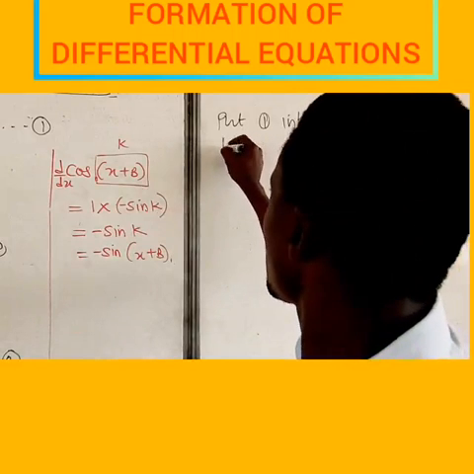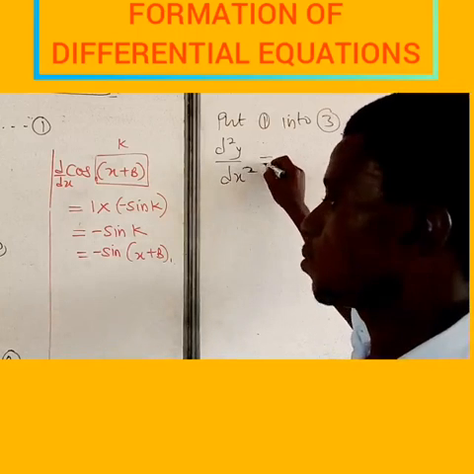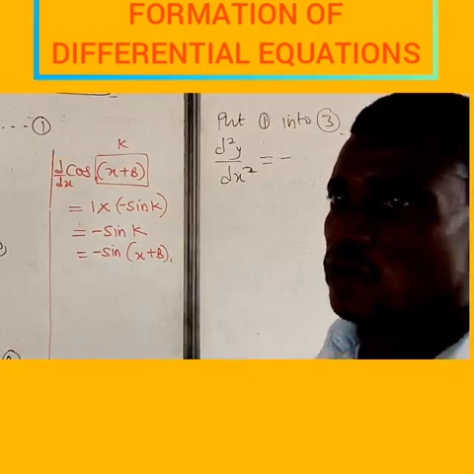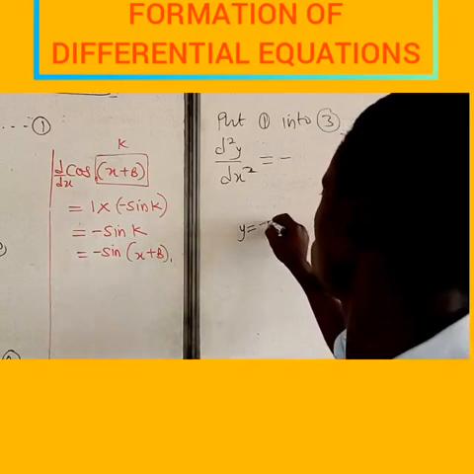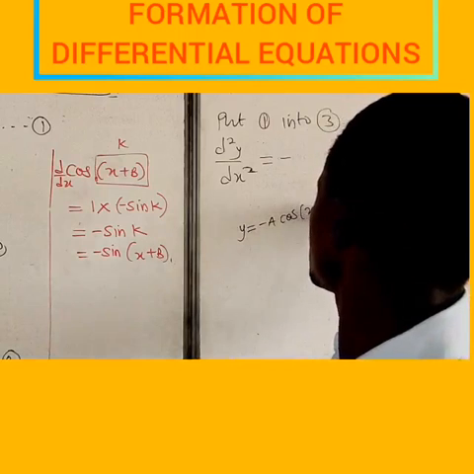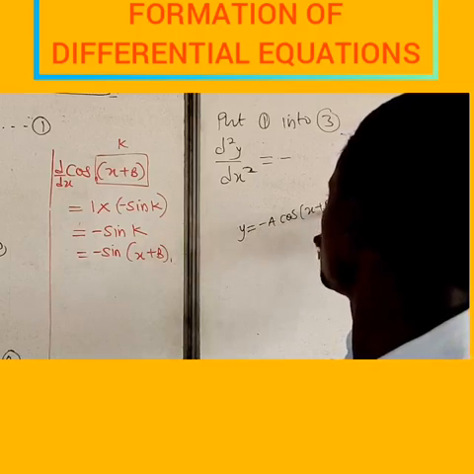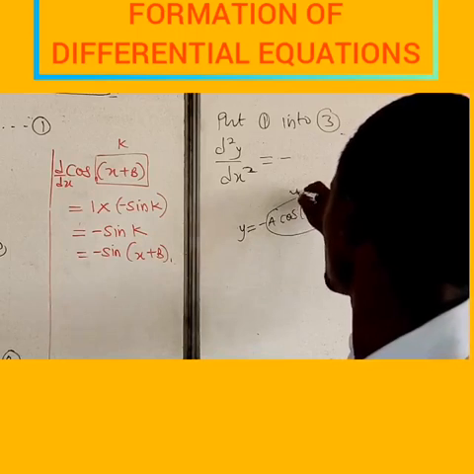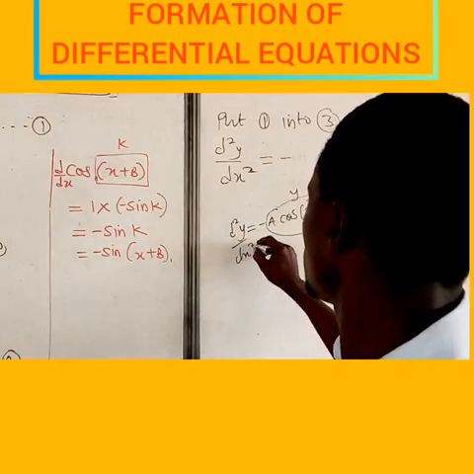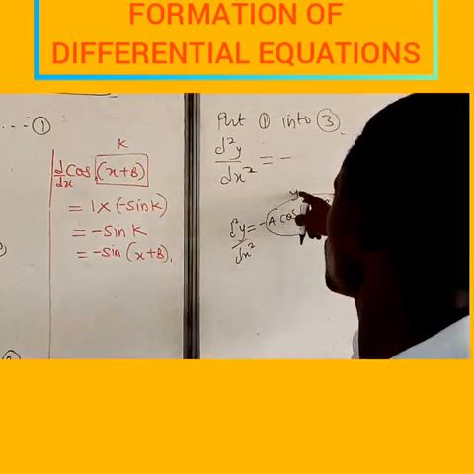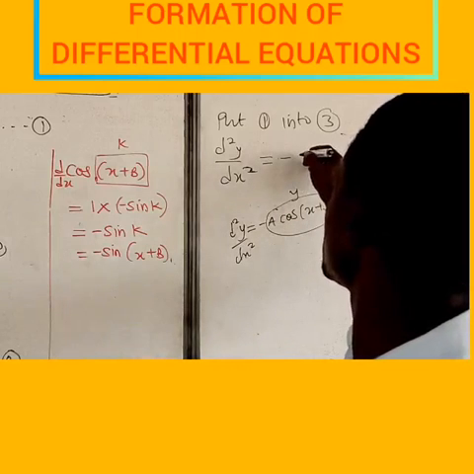So finally, we get d squared y over dx squared is equal to negative, and then from equation 3 we have y is equal to negative a cos x plus b. If the whole of a cos x plus b is equal to y in equation 1, then we take this away and replace it with y. So we have y.